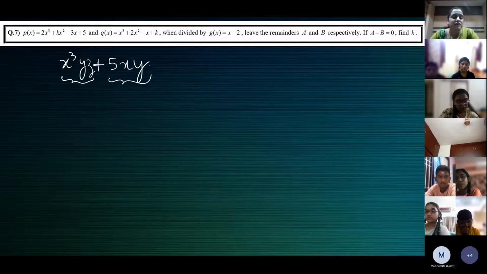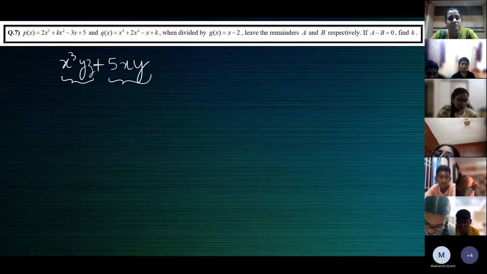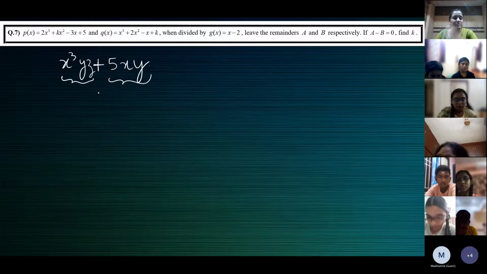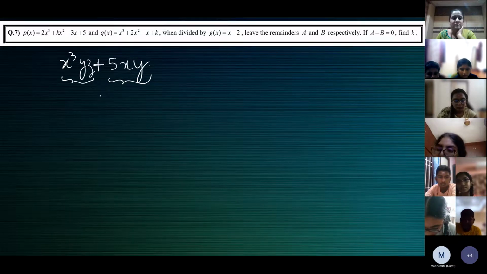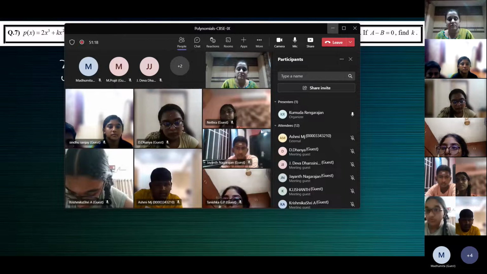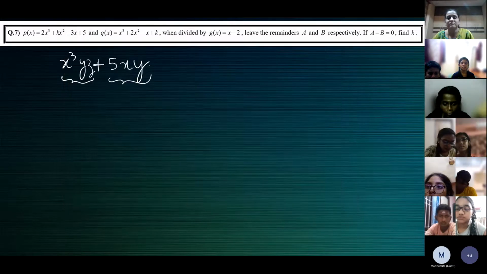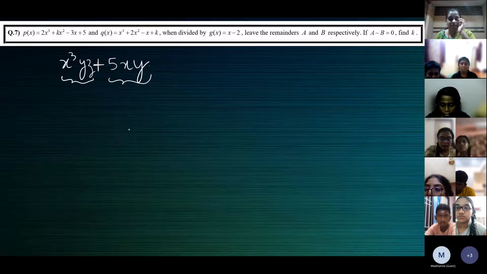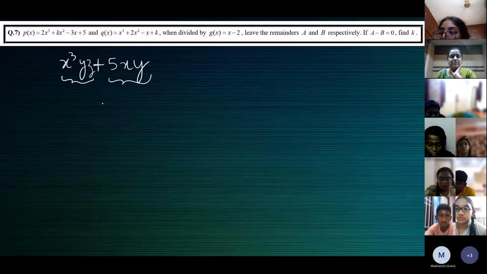Look at the powers of all the variables. All are whole numbers. So it's a polynomial, and it's a binomial because there are two terms. Now, what's the degree of this binomial? 5, ma'am. Tanishka? Yes, ma'am. How do we find the degree?